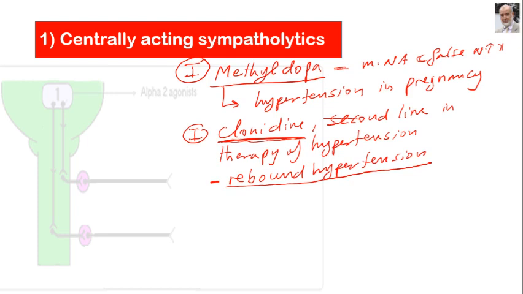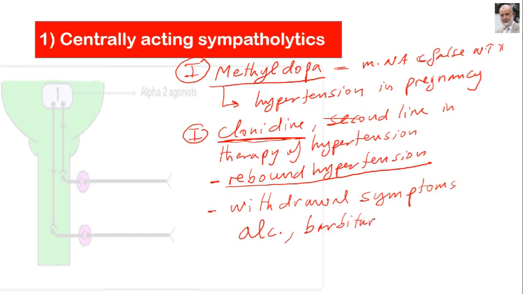Other uses of clonidine: it is used to treat withdrawal symptoms from drugs of addiction, like alcohol, barbiturates, and opioids such as morphine, heroin, methadone, etc. Clonidine is used to decrease the severity of withdrawal symptoms due to drugs of addiction like alcohol, barbiturates, and opioids.